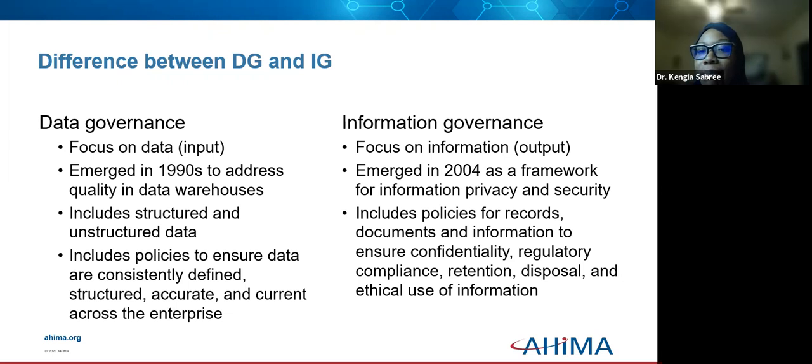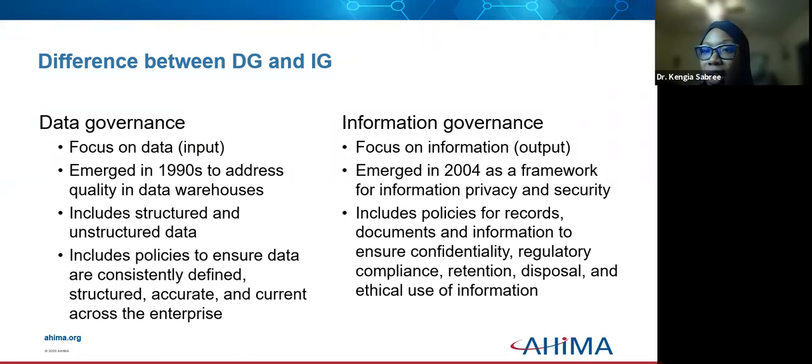What are some examples of data governance input or output? Data governance focuses on data input. What is an example of input? Data models, metadata management, master data management, content management, data quality, and data security management. Data governance emerged in the 90s to address the quality in data warehouses. It includes structured and unstructured data. It includes policies to ensure that data is consistently defined, structured, accurate, and current across the enterprise.